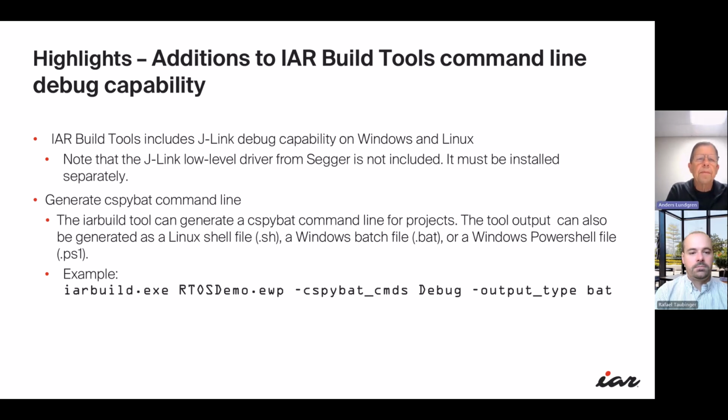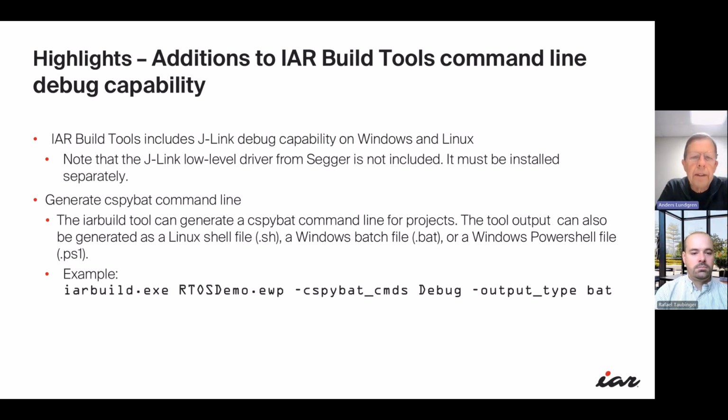We added debug capability in our command line tools to better support continuous integration, continuous deployment, and test activities using the debugger. Before, we supported I-jet, our own debug driver. Now we have J-Link as well. If you want to use J-Link, you have to note that the driver itself from Segger is not included in the installation, so you have to get that from Segger and install it separately.